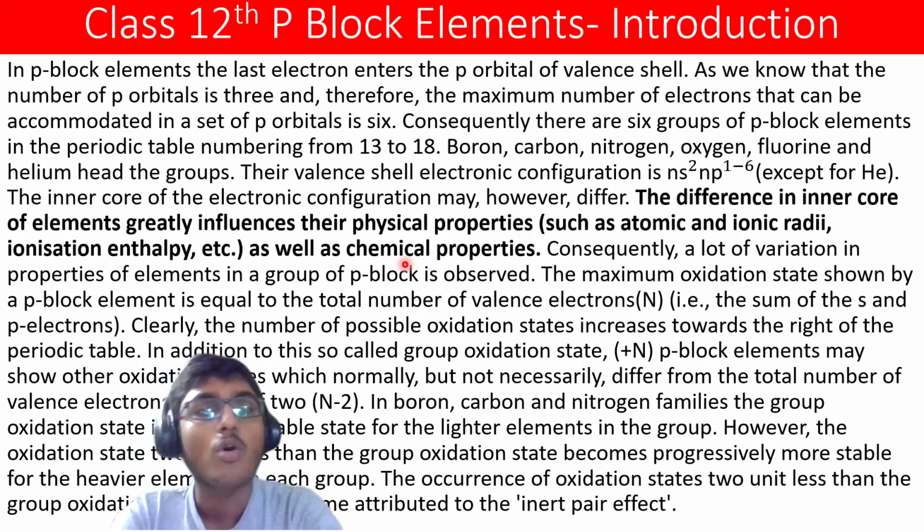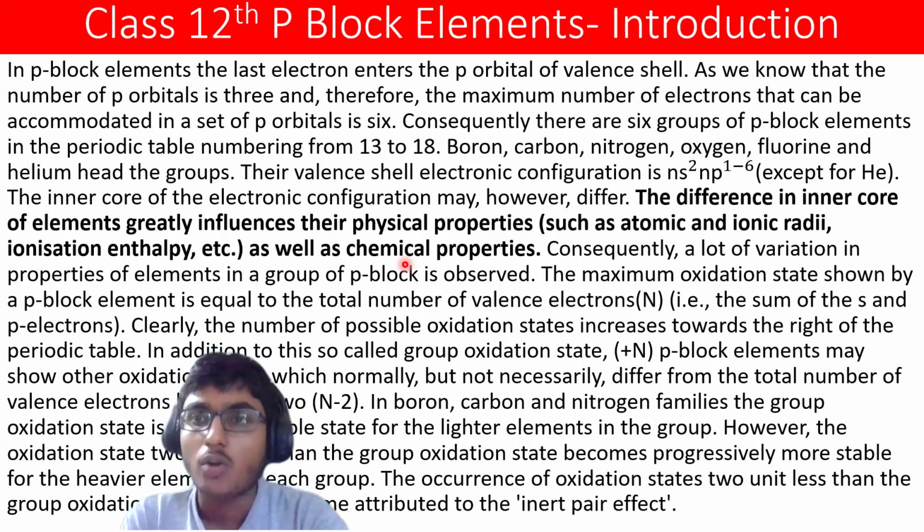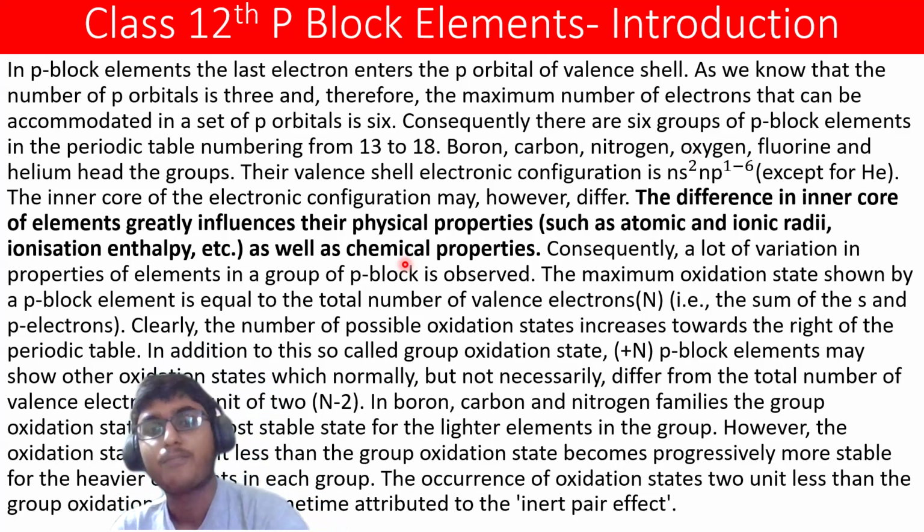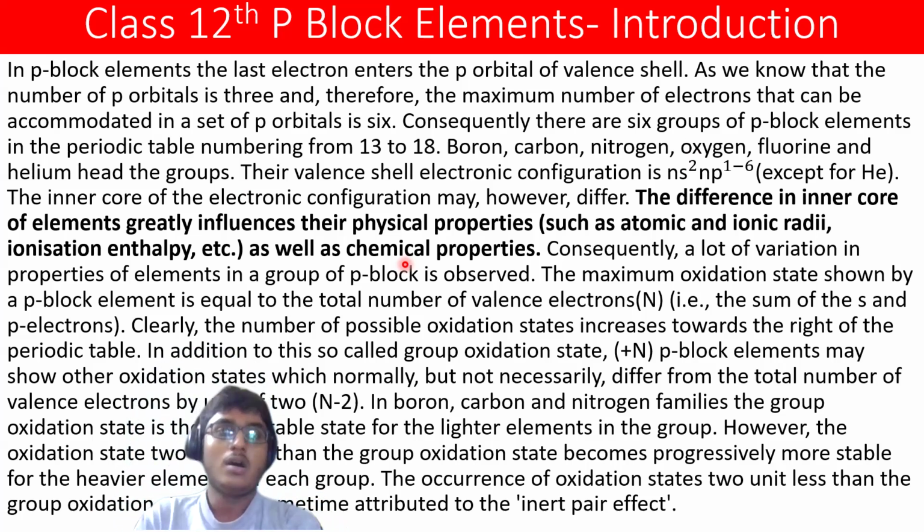The difference in the inner core of elements greatly influences the physical properties, such as atomic and ionic radii, ionization enthalpy, and so on, as well as chemical properties. As you can see, the inner core of the elements of the P block influences them. It has a diversity of physical properties: diverse atomic radii, ionic radii, ionization enthalpy. It has diverse chemical properties. It is a diversified group. Consequently, a lot of variation is seen in the properties of elements in the groups of the P block.